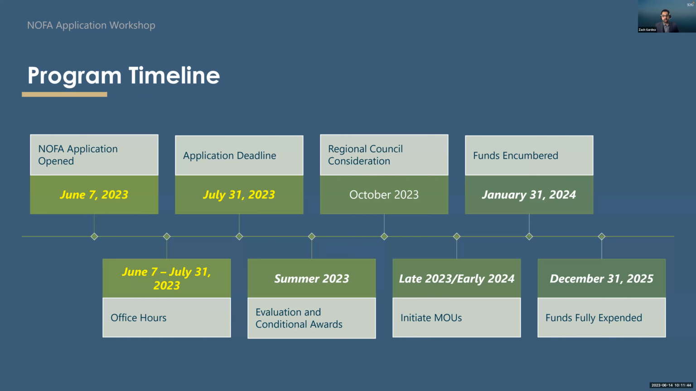Awarded applicants will have until December 2025 to fully expend their projects. So if we have project kickoff in the spring of next year, that would give the projects about 18 months to wrap up.